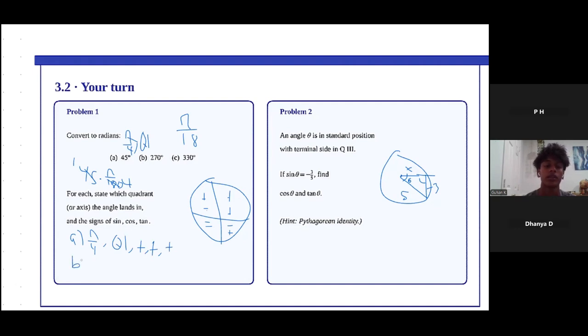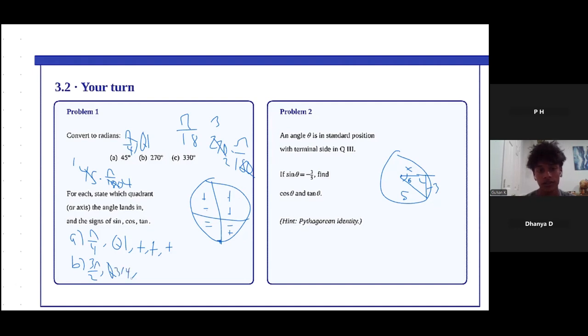All right. Next we have B, 270. So 270 times pi over 180. Now we can simplify this by dividing by 90. So this becomes 3. This becomes 2. So it's going to be 3 pi over 2, which lies between quadrants 3 and 4. It's right here specifically. So Q3/4.